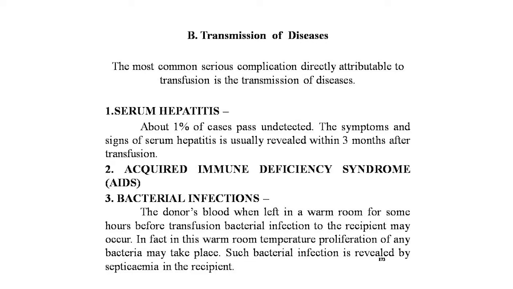As you know all about AIDS, so I am not going into detail in this regard. Next is bacterial infection. This is not common and occurs due to faulty storage technique. If the donor's blood is left in a warm room for some hours before transfusion, bacterial infection may occur in the recipient. In fact, at warm room temperature, proliferation of bacteria may take place. Such bacterial infection is revealed by septicemia in the recipient.